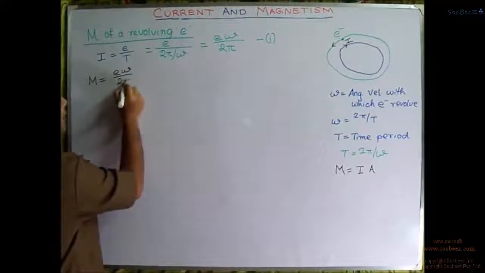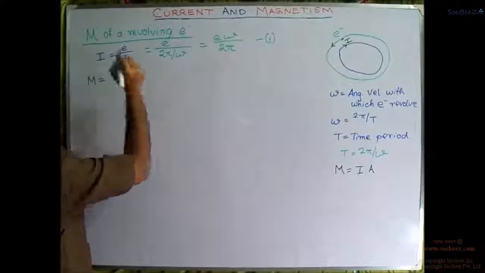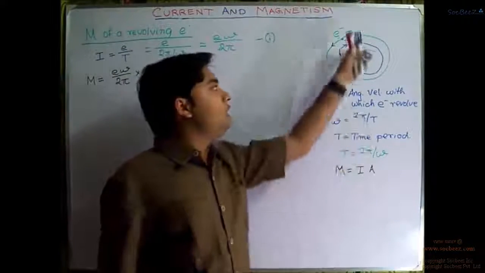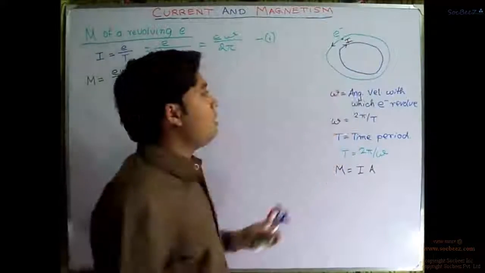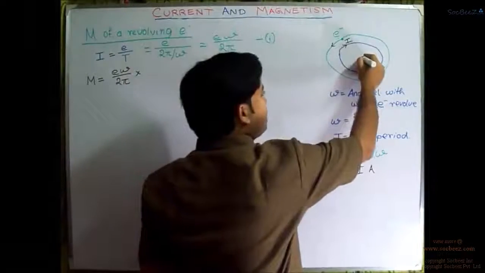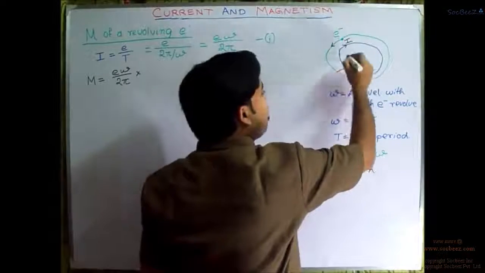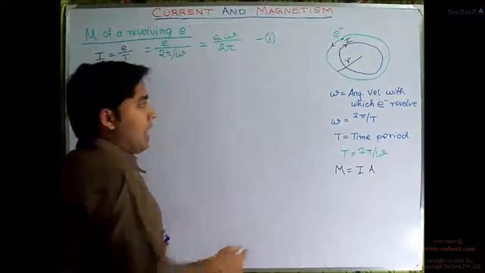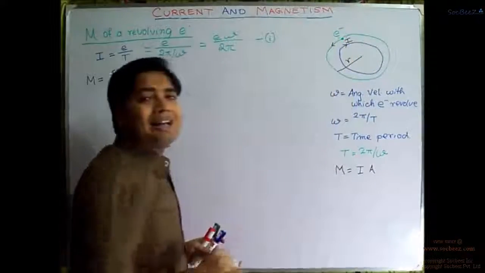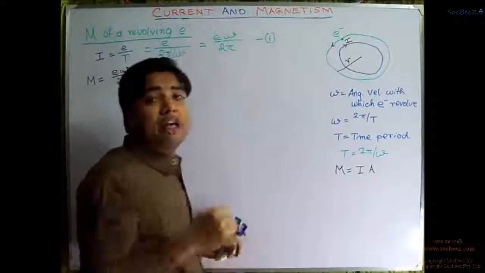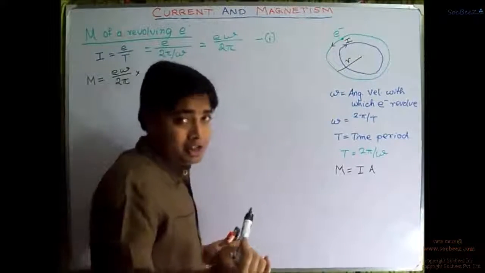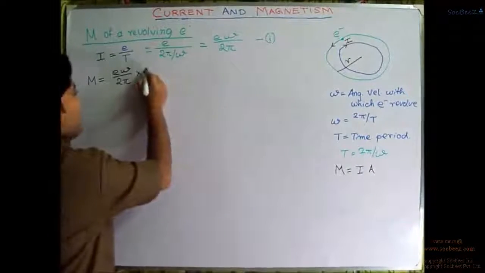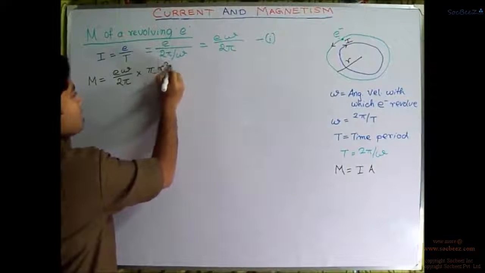So let us write that, multiplied by the area. Now what will be the area actually? The area of this circle. Say for example this orbit is located at a distance of r, right? So the area enclosed by this revolving electron or this charge will simply be equal to pi r square.